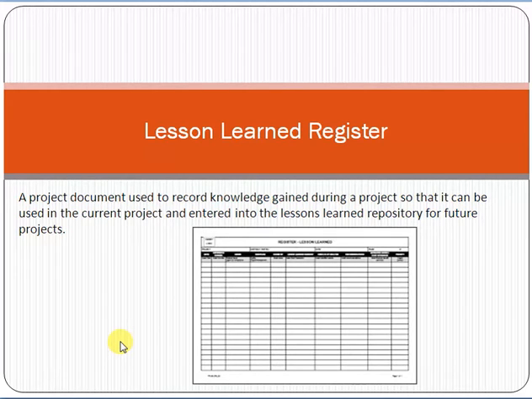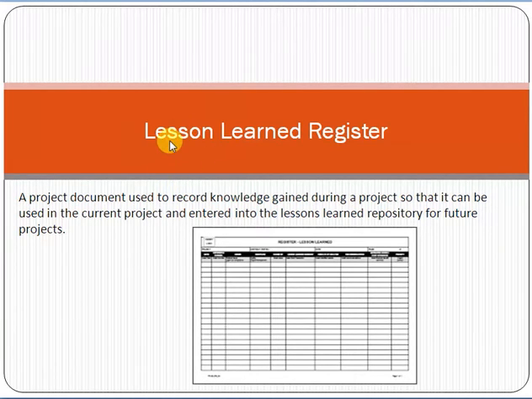So let's start. Lesson learned register. Friends, first of all, we have taken this topic from the PMBOK, the Project Management Body of Knowledge, and the whole topic is related to project management. Lesson learned register, friends. First of all, we have to see what is meant by the term lesson learned.